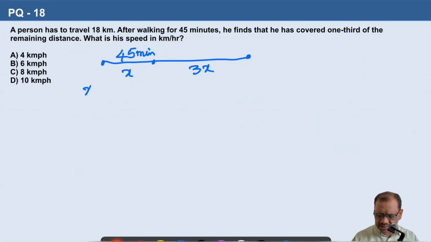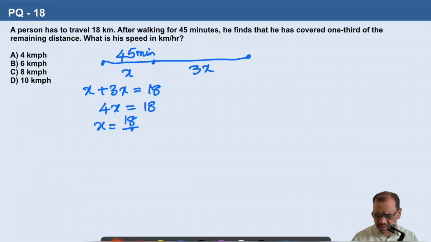So the total distance is x plus 3x, which is equal to 18 kilometers, which is given in the question. x plus 3x is 4x equals 18. So x is equal to 18 by 4, which is 4.5 kilometers. So this is the distance already traveled. In what time did he travel this distance? 45 minutes. So we can find out the speed.